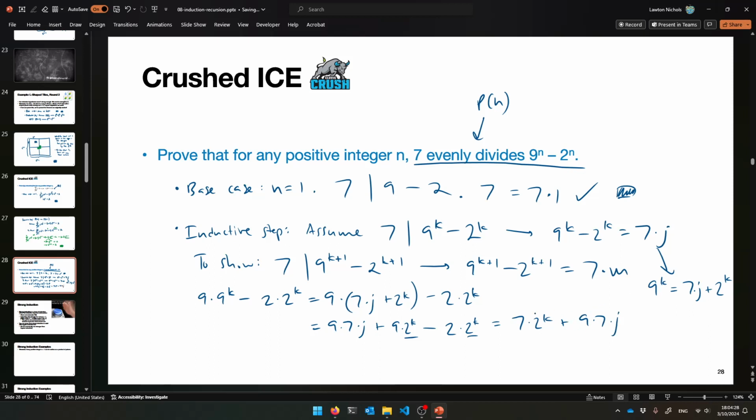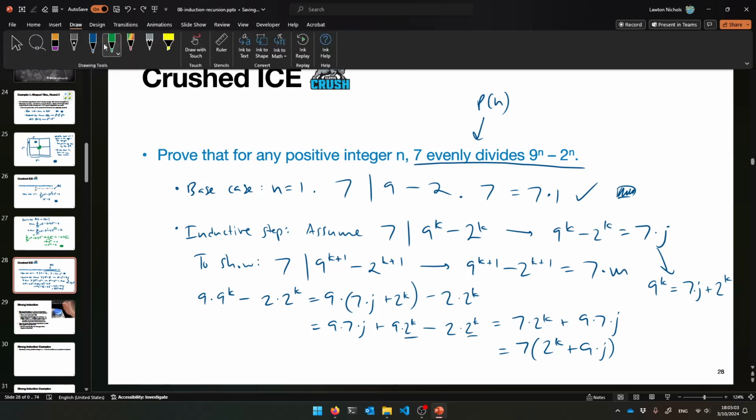And now I could do the following. I have a 7 here, don't I? I'm trying to prove that this thing, which I started with, is equal to 7 times something. I can factor out a 7 now, can't I? That's the secret. This is equal to, got a 7 on both of these, 7 times 2 to the k plus 9 times j, whatever that is. And I have no clue what this is, but I do know that it's an integer, right? It's 2 to some integer power, 9 times some integer, and adding them together still makes another integer.